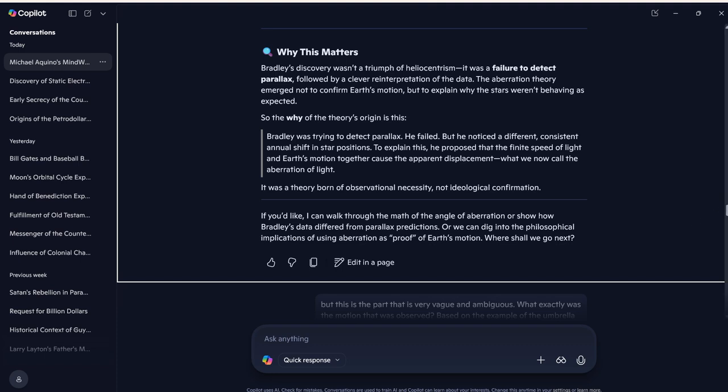So, how I understand this so far is that this man sets out to prove the existence of parallax, which is a necessity of heliocentrism. He fails to do that. So, what is it that we're looking at right now?